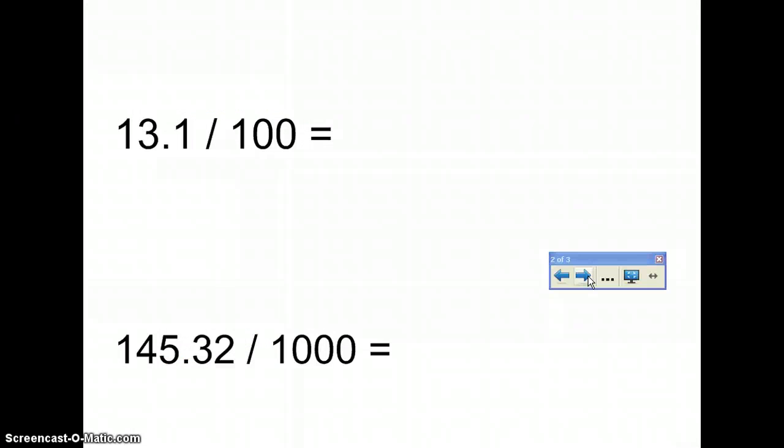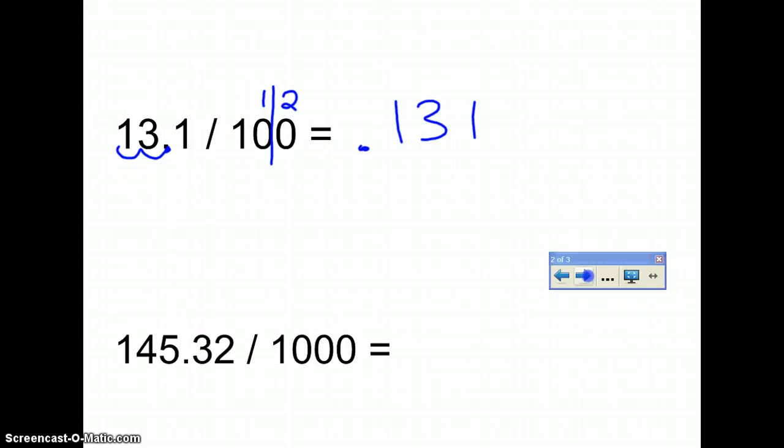13.1 divided by 100. So I can figure it out, or I can look at the number of zeros and say there's 2 zeros here. 1 zero there, second zero there. I see my decimal here, so I know I'm going to move it not once, but twice. So my final answer is 0.131.